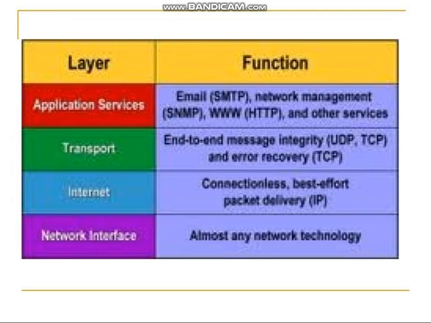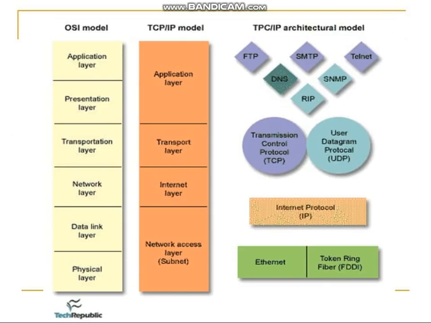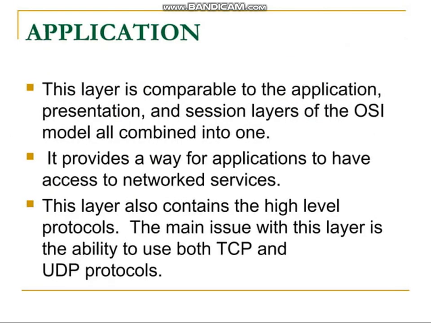Functions of layers. In the application layer we do email with the help of SMTP, and network management with SNMP. The transport layer provides end-to-end message integrity, the internet layer provides connectionless best-effort protocol delivery, and the network interface layer supports almost any network technologies. And now the comparison of OSI with the TCP model.